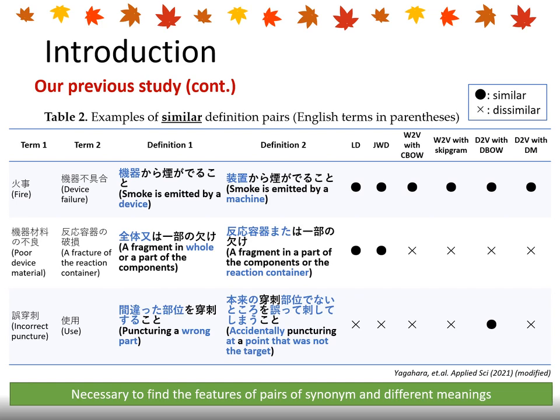However, the strings in the third pair are different, but Doc2Vec predicted them to be similar. This is an interesting finding, and we thought it necessary to find and identify the features of the pairs of synonyms and the different meaning evaluations.